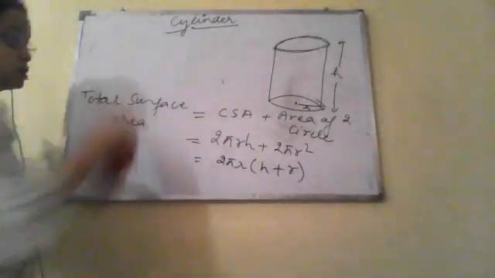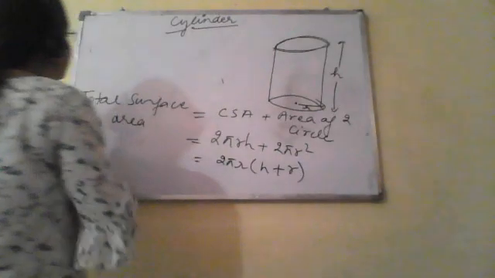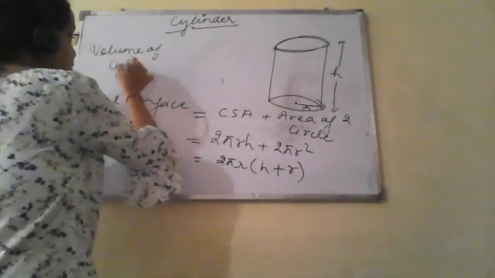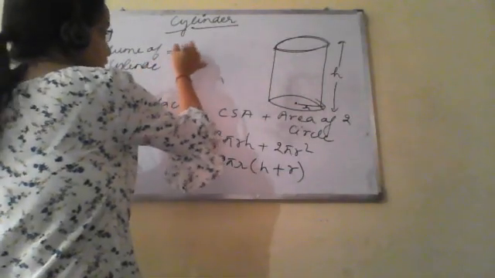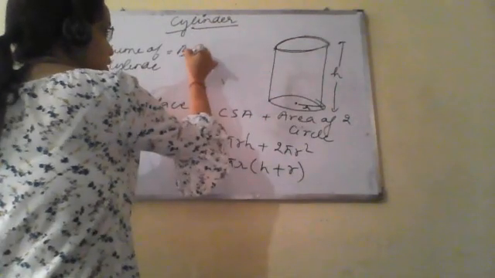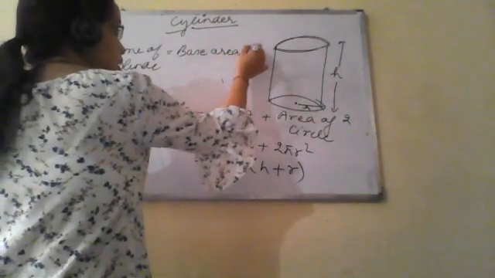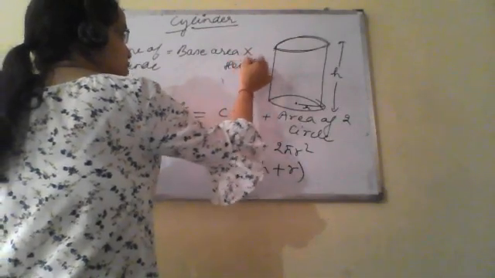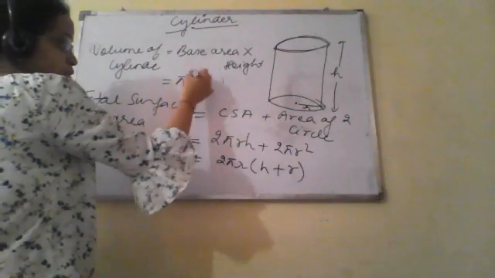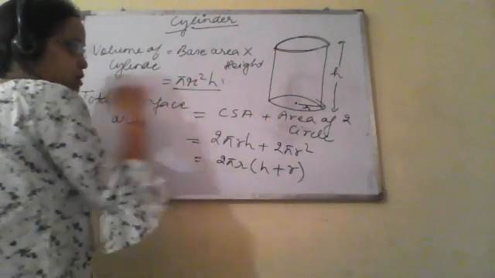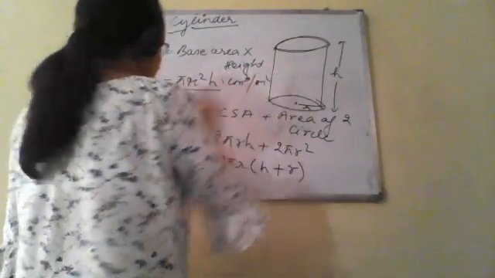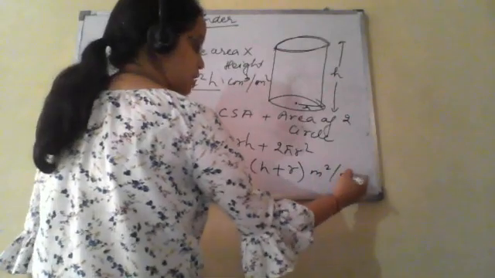Clear? Now, what is the volume of the cylinder? Volume is base area into height, as I have always explained. So what is the base area? The base area is a circular shape. So the volume is pi r square into height, that is pi r square h, and its unit will be centimeter cube or meter cube. The total surface area has the unit meter square or centimeter square.